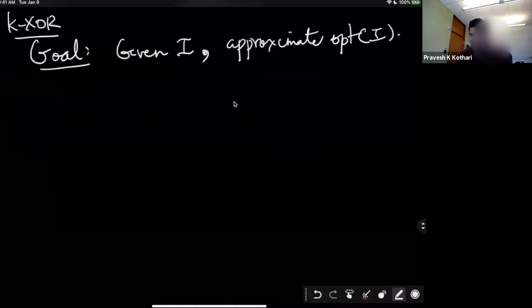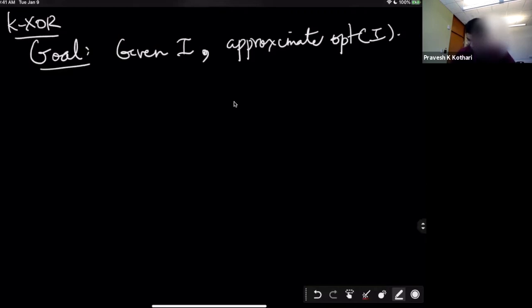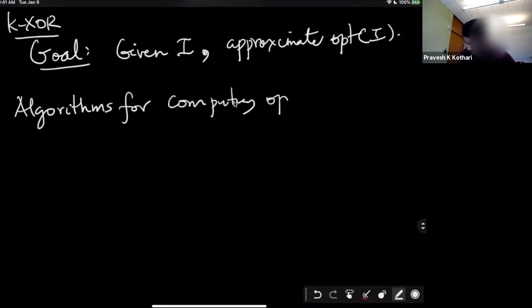So, we have a problem in front of us. So we've got to discuss algorithms for it. So that's what we do. Or actually approximating optimum. So let's think a little bit about basic algorithms for this problem.